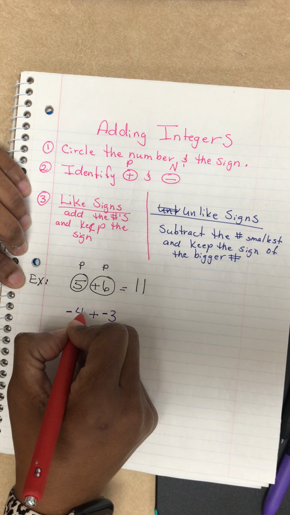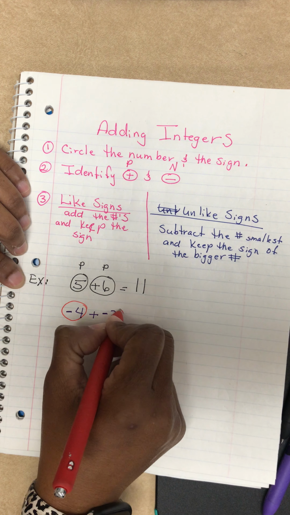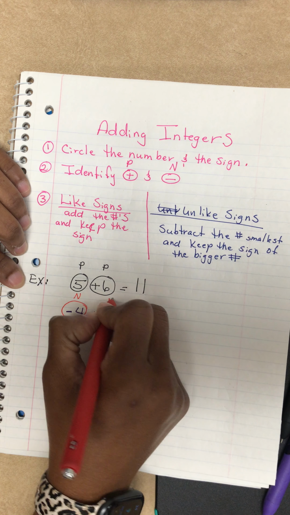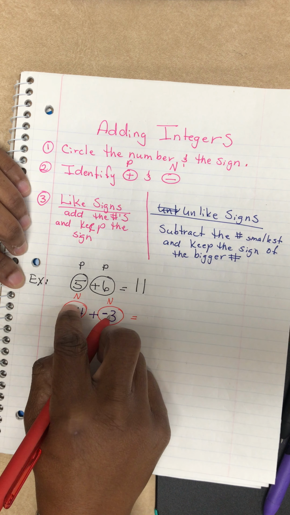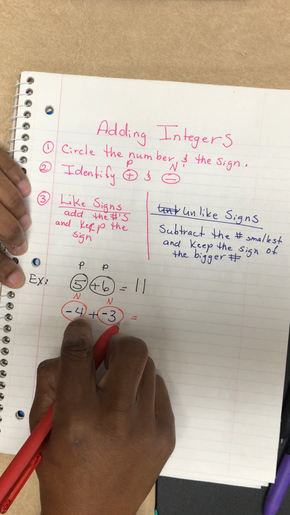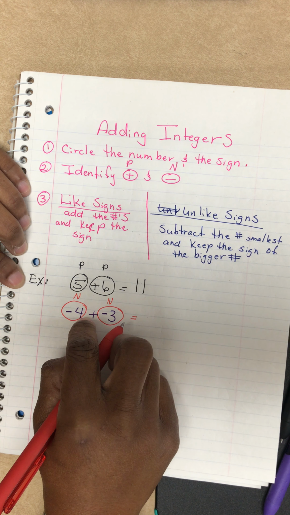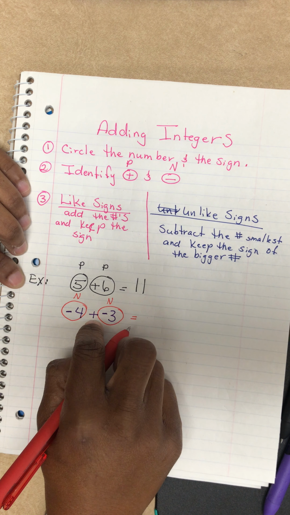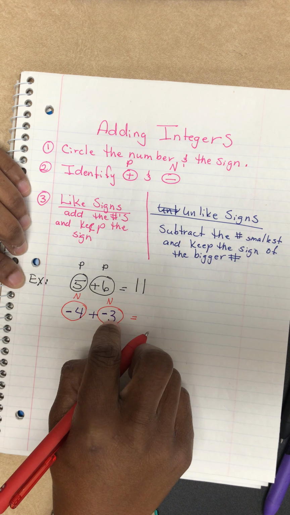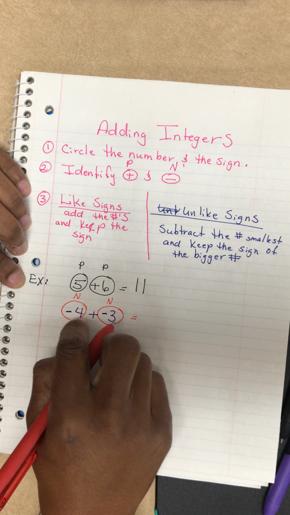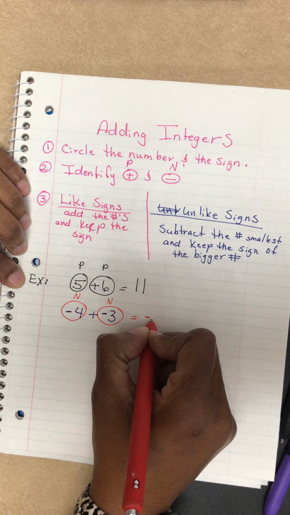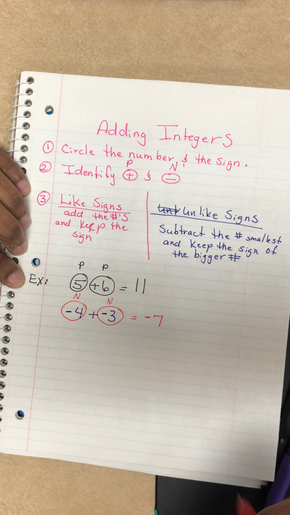So we got a negative. Circle the signs. So we have a negative and a negative. So we're going to have negative 4. So we're going to add them together because it says add. And the signs are the same. So 3 plus 4 is 7, and we're going to keep the sign. So it's going to be a negative 7.